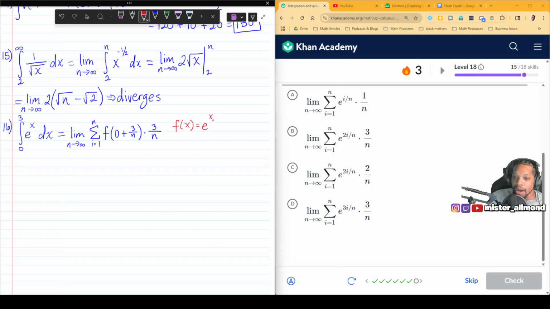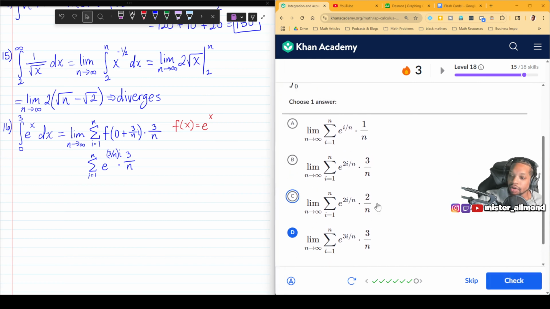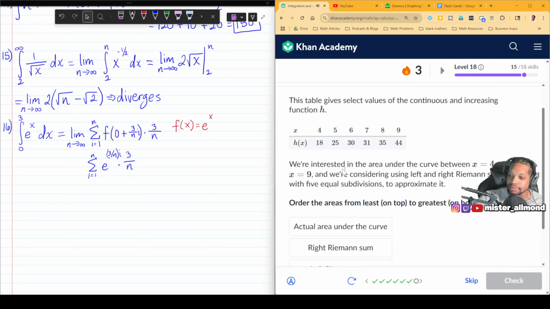But if f of x is e to the power of x, then f of 3 over n would be e to the power of 3 over n. And I'm going to multiply that by my width, which is 3 over n. So boom. I forgot the i. Oh yeah, it's times i. 3 over n times i. Yes, I forgot the i. I'll just do it like this. Yes. e to the power of 3i over n. Yes, I did forget the i. There's so many little things to remember. Okay. Let's go.